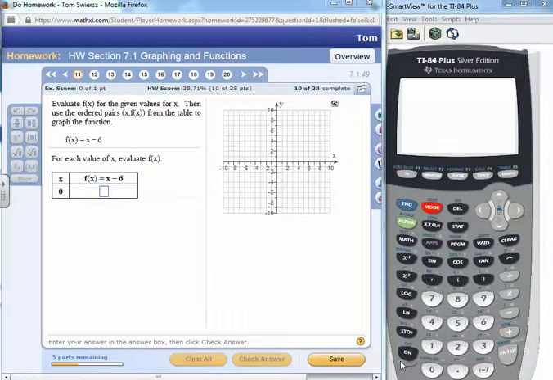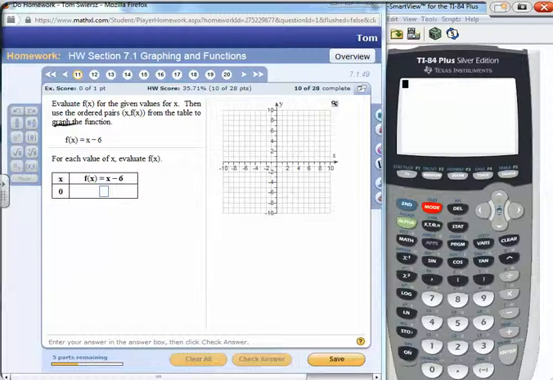Let's begin this session with problem or homework exercise number 11 from section 7.1. Now what we need to do, we need to evaluate f of x for the given values of x and then use the ordered pairs from the table to graph the function. So we're going to first get some ordered pairs and then we're going to graph the function.